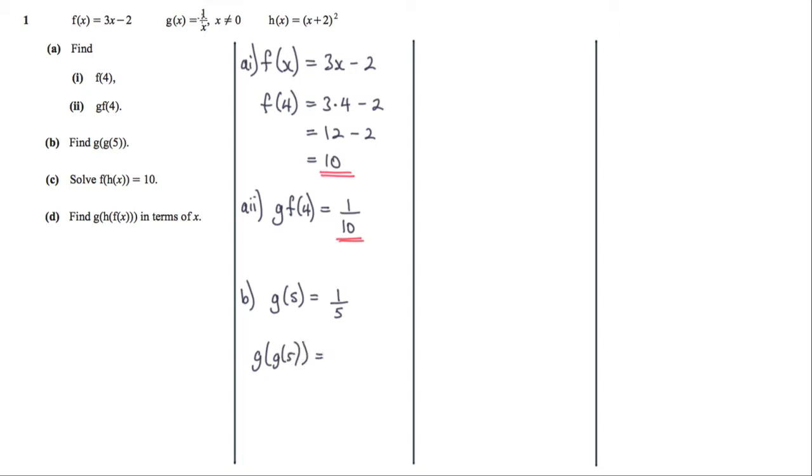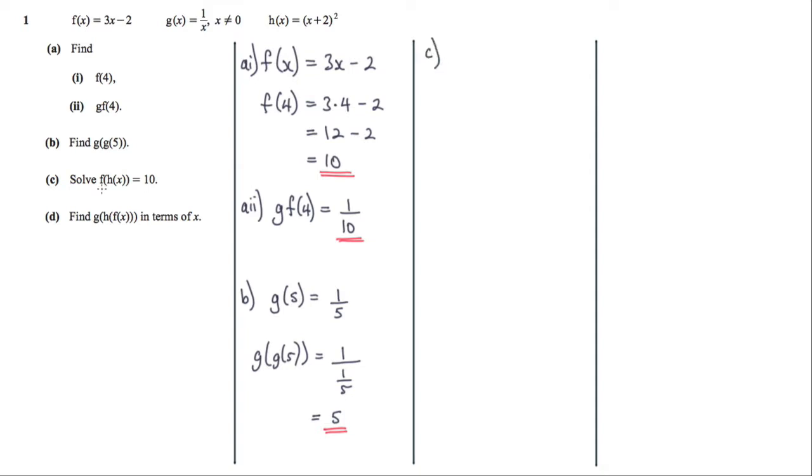well, this time we're still going to use this function 1 over x, but x is now replaced by 1 over 5. So we get 1 over 1 over 5, and simply by rearranging these fractions, so we've got 1 divided by 1 over 5, that simply becomes 5. So final answer there is 5.